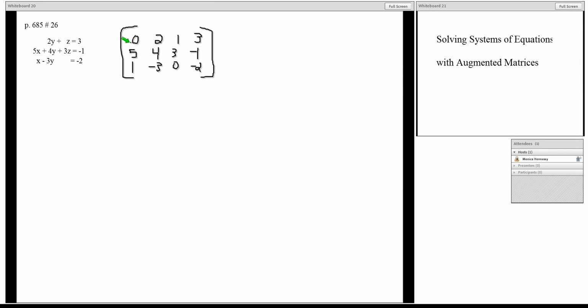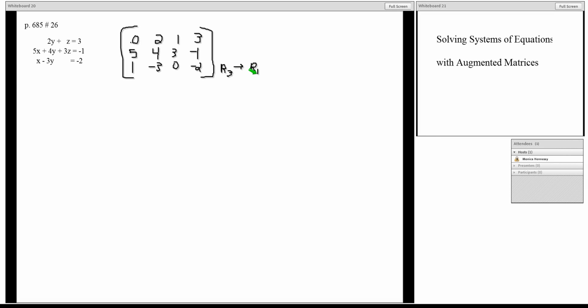So starting with the first bit, we're going to have a 0, and a 2, and a 1, and then we have a 3. And then a 5, 4, 3, negative 1, and 1, negative 3. There's no z, so that gets a 0, and a negative 2. And we make the matrix.